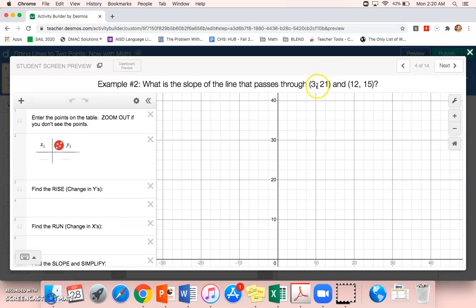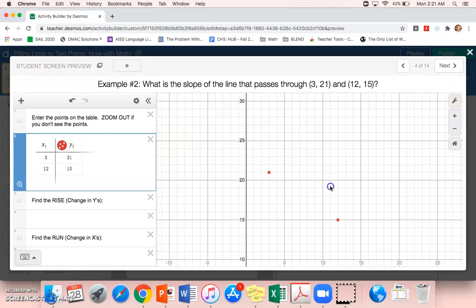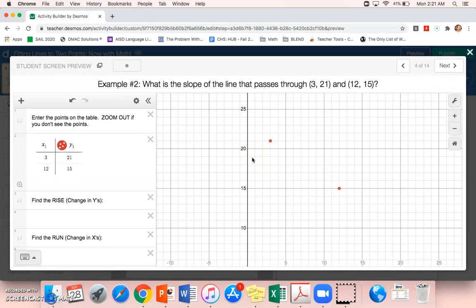So here it says the points that we want to go through are (3, 21) and (12, 15). So we type in 3, 21 and 12, 15. So we're lucky, the points are on the screen. We don't need to zoom in or out. We could zoom in just because it seems like we have a lot of white space. So to measure this change or to find this slope, right, we could do it the slow way. So we could count down squares, we could count over squares. The shortcut is just find the difference.